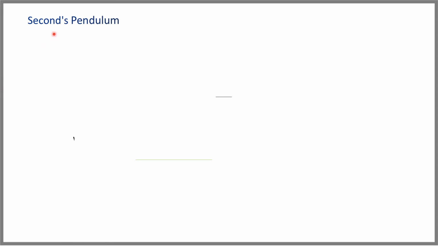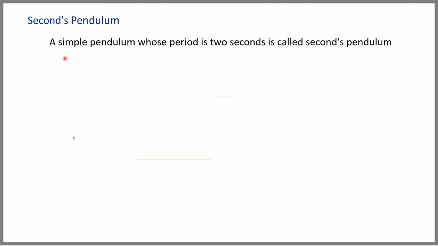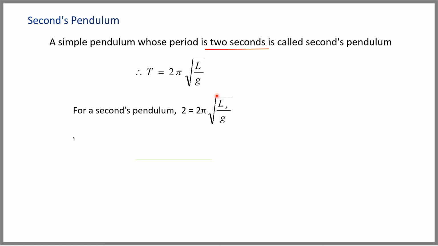Concept of seconds pendulum. The second represents the value of time period of a simple pendulum. So a seconds pendulum can be defined as the simple pendulum whose period is 2 seconds. As we know, the relation of time period of a simple pendulum is 2 pi under root of L by g, where the seconds pendulum time period is 2 seconds.